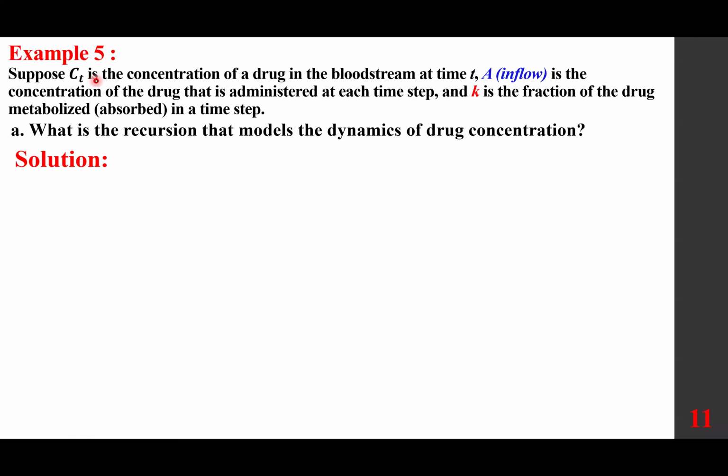Suppose C sub t is the concentration of a drug in the bloodstream at time t. A, which is the amount of inflow, is the concentration of the drug that is administered at each time step. So time step, like every hour, every 4 hours, every 12 hours, every day, you name it. That's the meaning of time step. And K is the fraction, the portion, percentage of the drug that is gone, is absorbed in a time step. What is the recursion that models the dynamics of drug concentration?